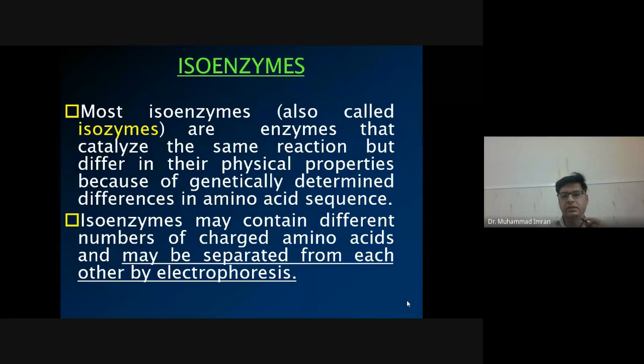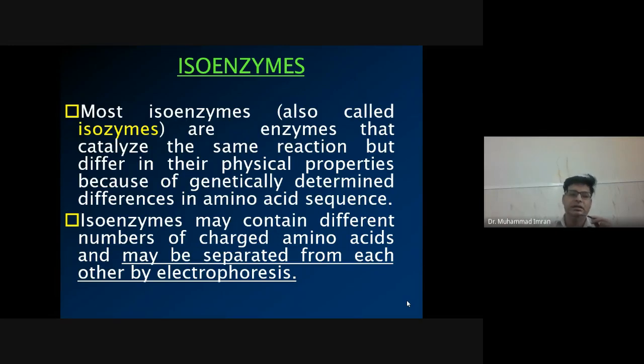Today we will discuss the clinical importance of enzymes and protein. So first we discuss enzymes or isozymes. These are the enzymes which perform the same function, but they differ from each other by their physical properties and genetically determined amino acid sequence.